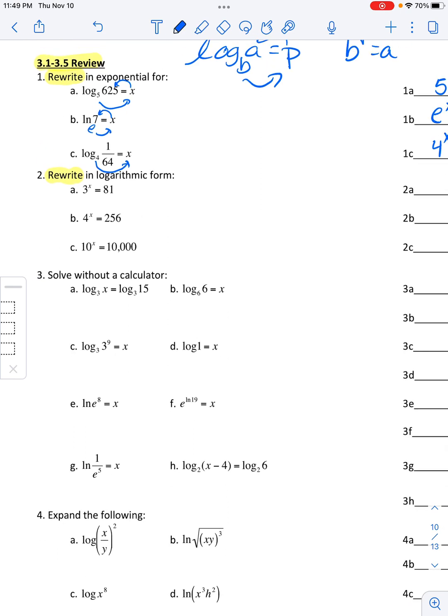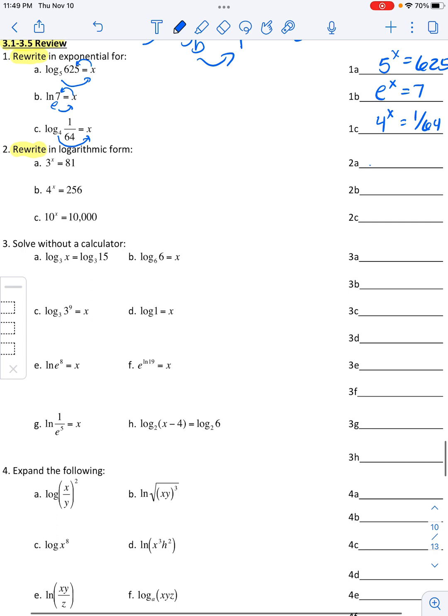So 3 is the base, so I would write log base 3. The power always stands alone, so the 81 fits in here, even though it looks like an 8. Log, and here the bottom thing raised to a power is the 4. And then the power always goes over here, so my 256 crams in here. I always wonder how other people can write neatly.